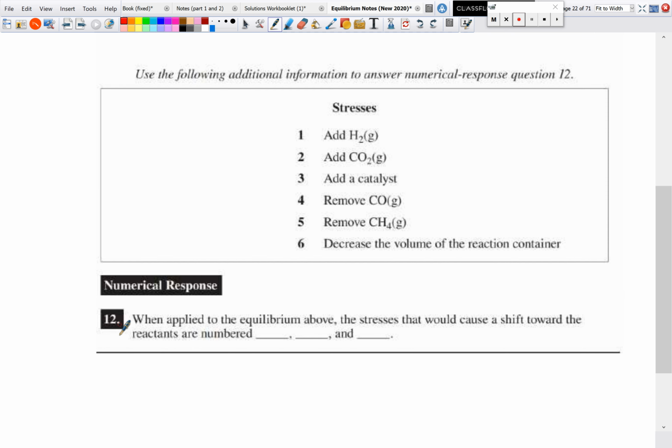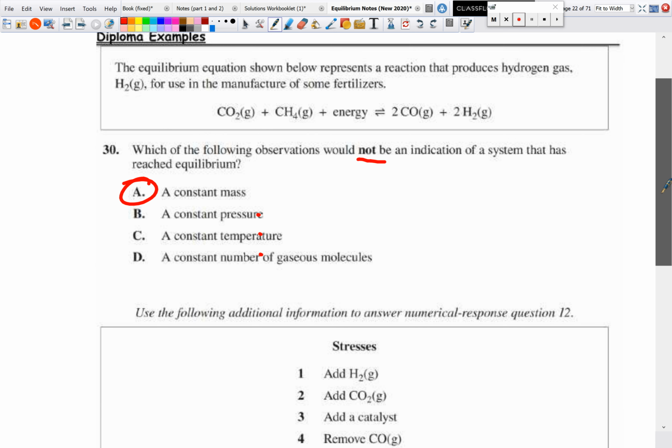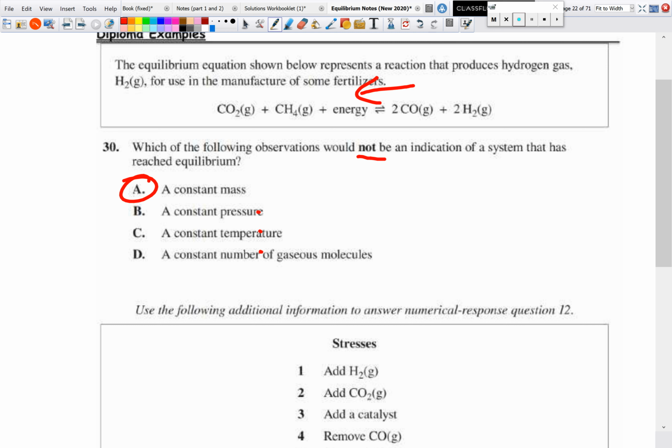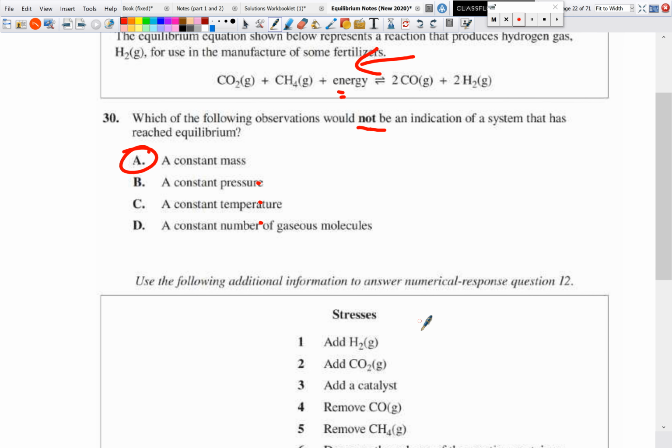For 12, when applied to the equilibrium above, the stresses that will cause a shift towards the reactants are numbered. So of course we're still talking about this one right here. A shift towards reactants is this way, right? So our energy unit is here, but anyway, we have to go through. If we add H2, this is definitely 1, because if we add H2, it shifts in the opposite direction. Add CO2? No, because if we add CO2 here, the shift is going to be towards the products. So it is definitely not that one.